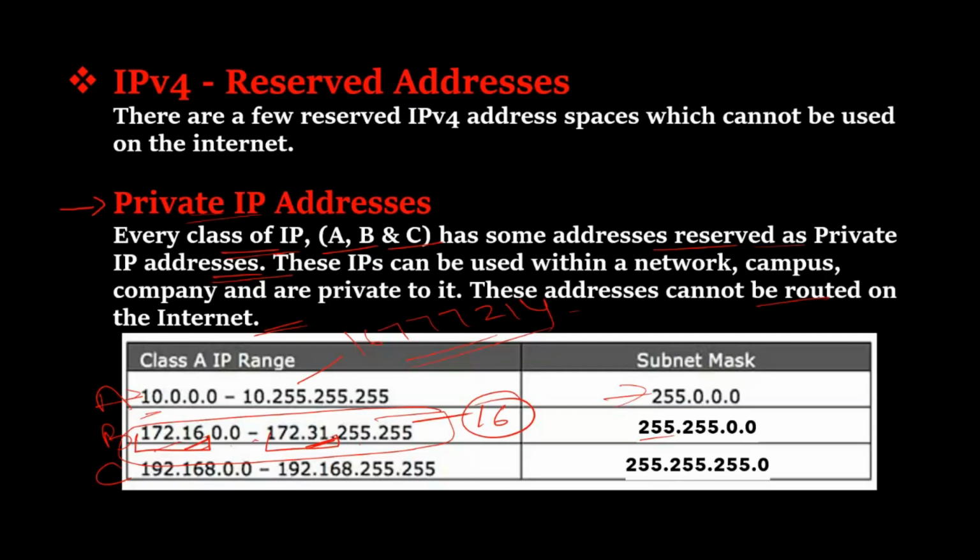Now in class C, if you see 192.168.0.0 to 192.168.255.255, just tell me how many networks are there in this range? 256. Right, 256, why? Because you also have to count the zero. If you count from zero, 0, 1, 2, 3, and the last is 255, then it will be 256. So there are 256 networks available.